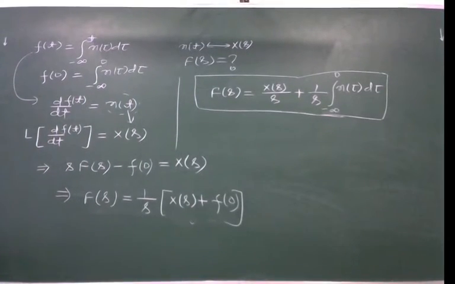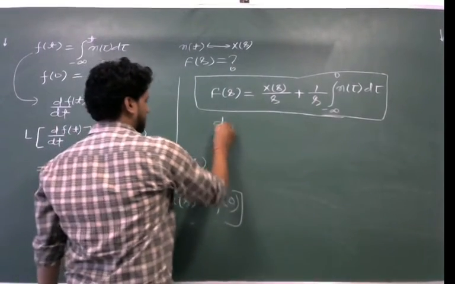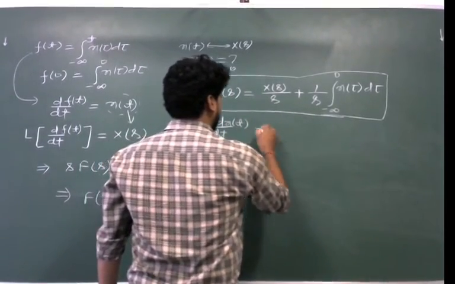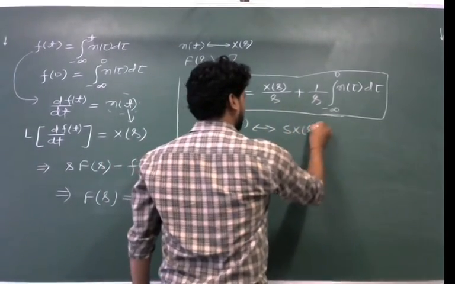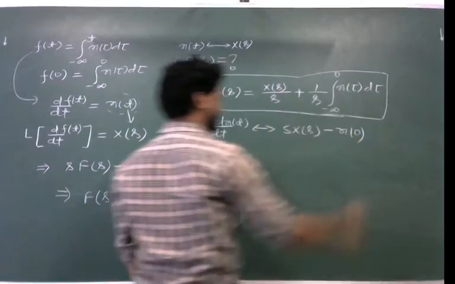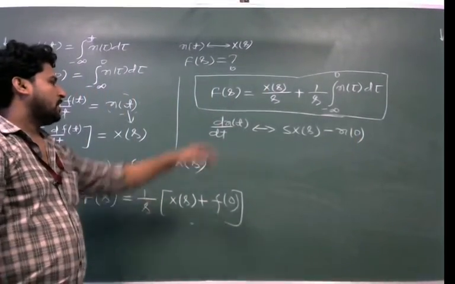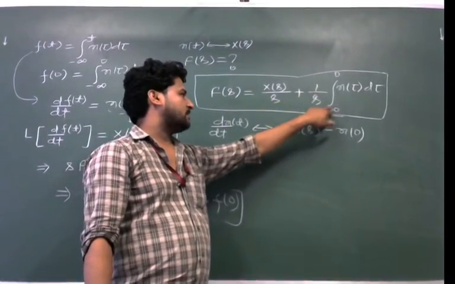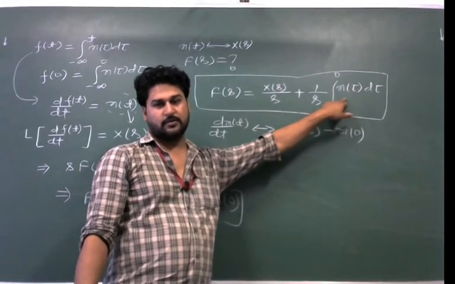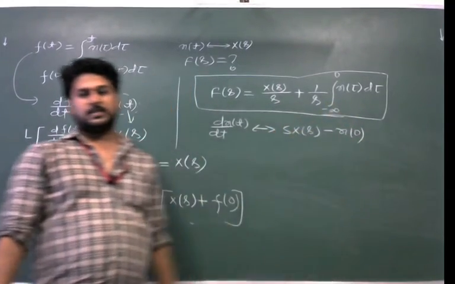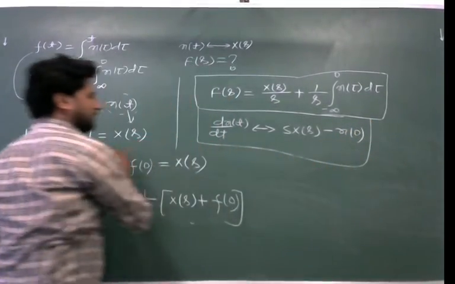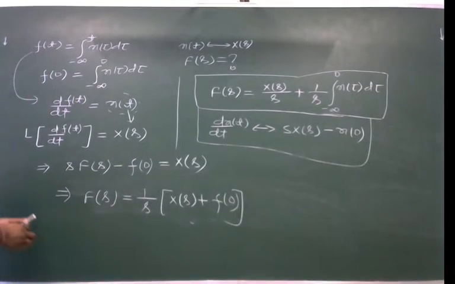So we have seen both the properties. First one is d by dt of x of t will be transformed as s times X of s minus x of 0, and the integration of x of t dt will be transformed as X of s upon s plus 1 upon s times the integration from minus infinity to 0 of x of tau d tau. This is the property of differentiation and property of integration in the Laplace transform.